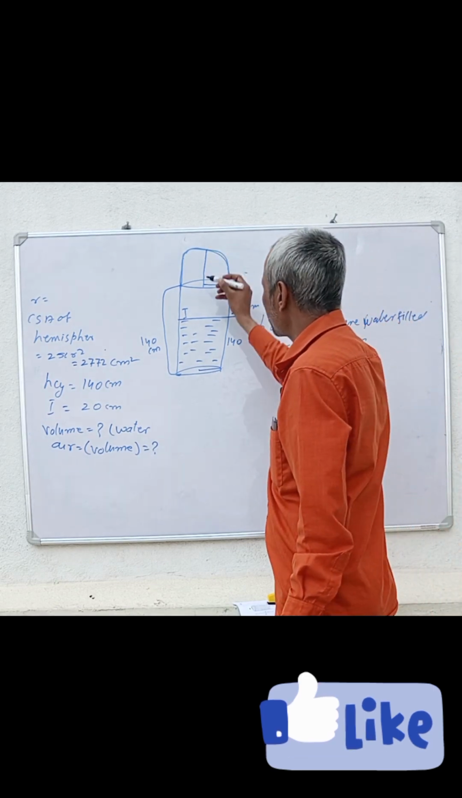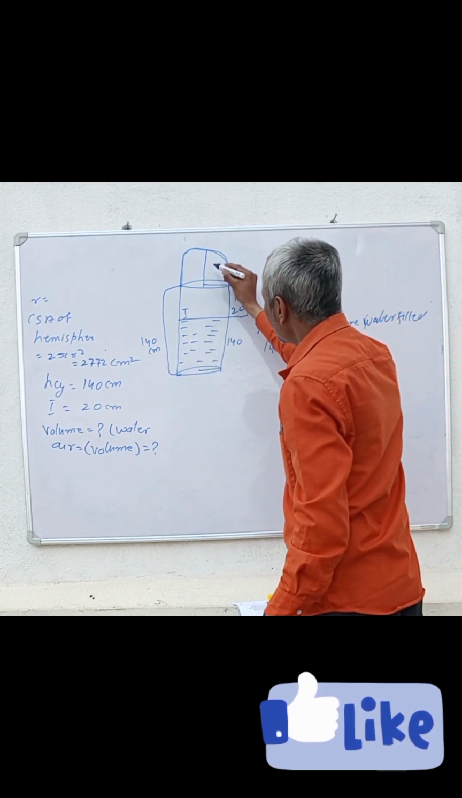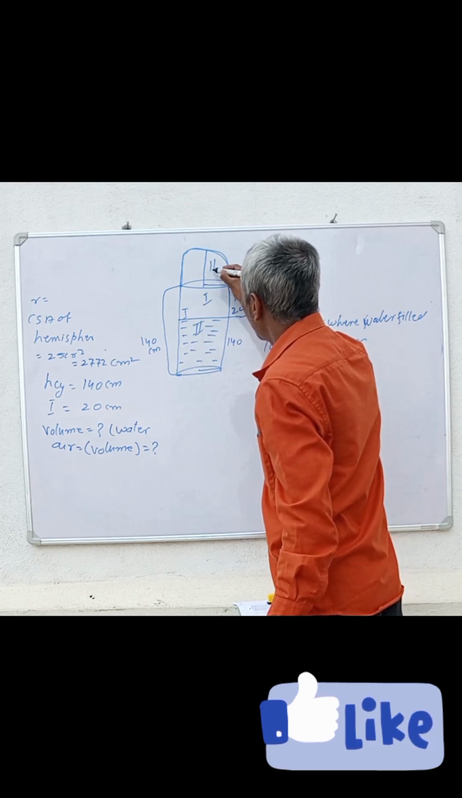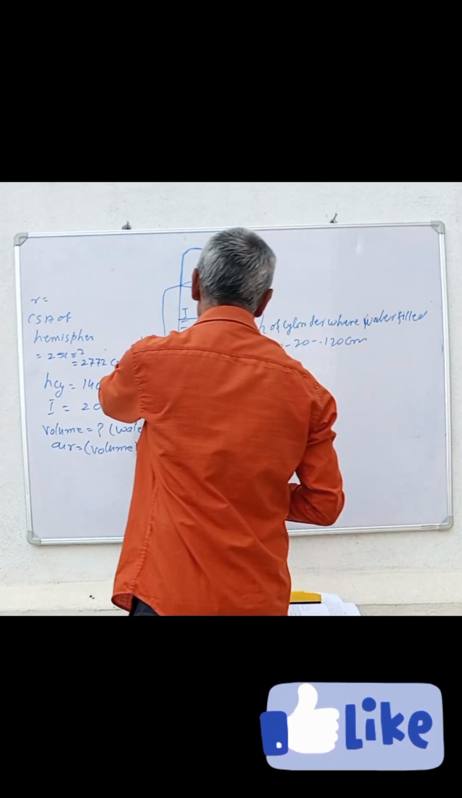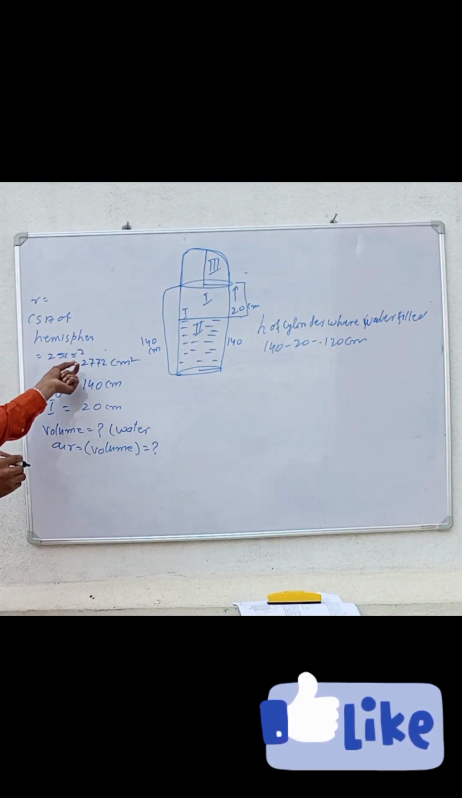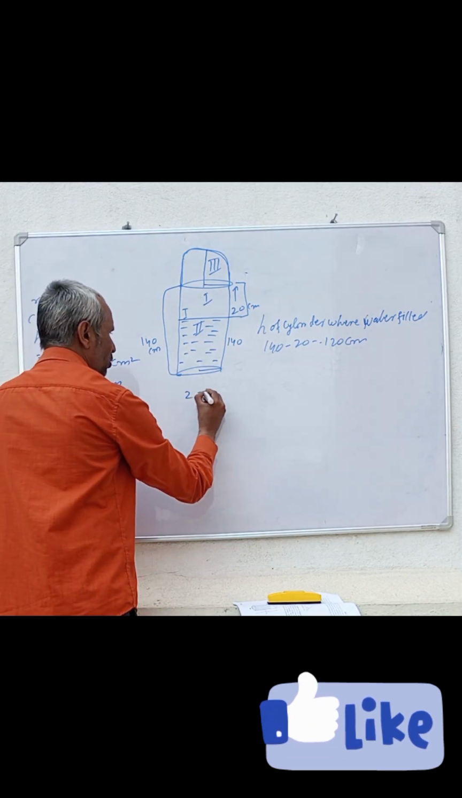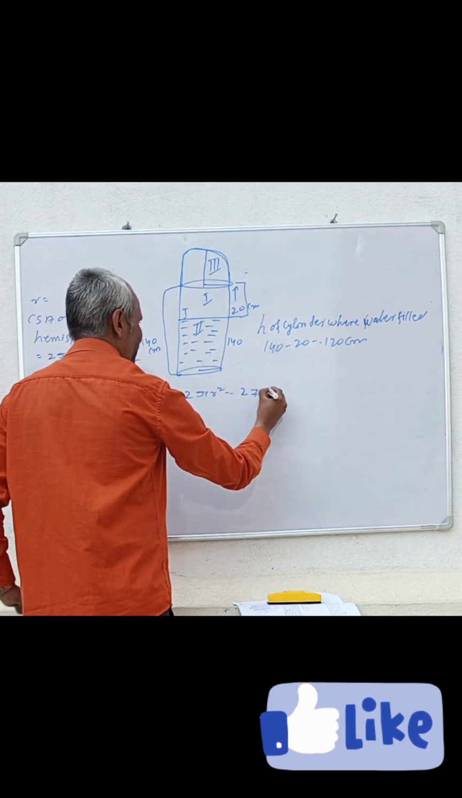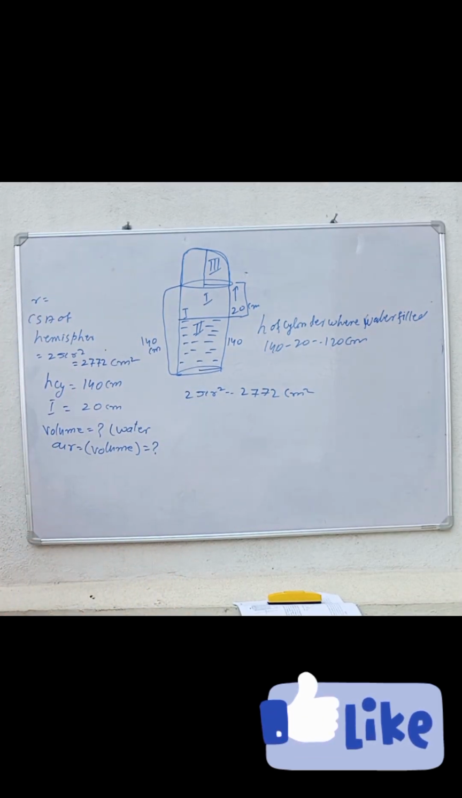This is the hemisphere and this is the remaining height of the other part. Suppose this is the first part, this is the second part and this is the third part. Now we are finding the volume of the first. First we have to find the radius. How do we find the radius? The curved surface area 2 pi r squared is given as 2772 centimeter square. Now we have to find r.